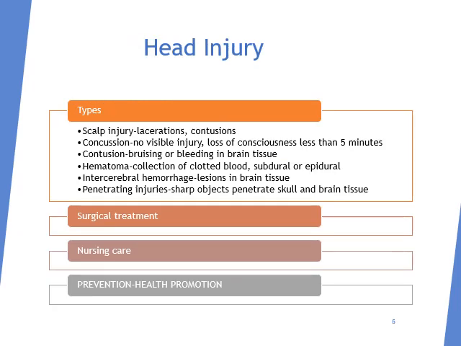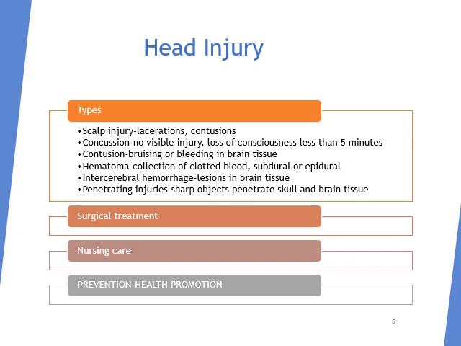So let's talk a little bit about head injury. There are different types of head injury. There's the scalp injury, which could be a laceration or a contusion. A concussion has no visible injury, but you can lose consciousness for less than 5 minutes. Contusion is bruising or bleeding in the brain tissue. Now remember what I said in the last chapter about the brain. It's trapped in the skull. So whenever you have any kind of bleeding or swelling, you're going to get symptoms.